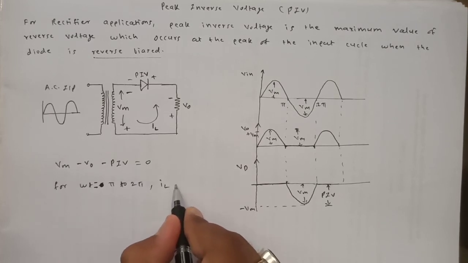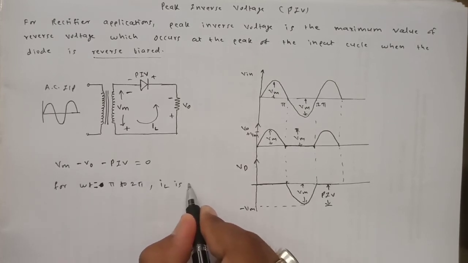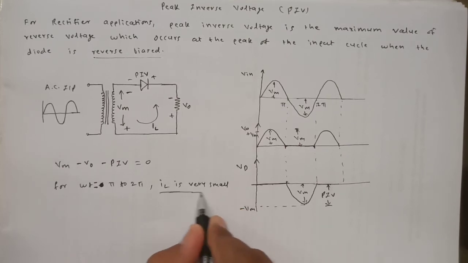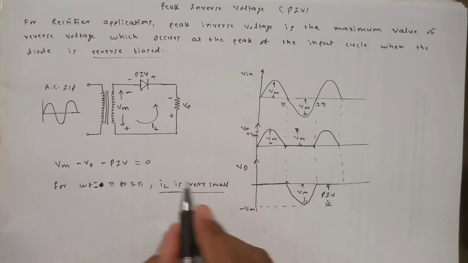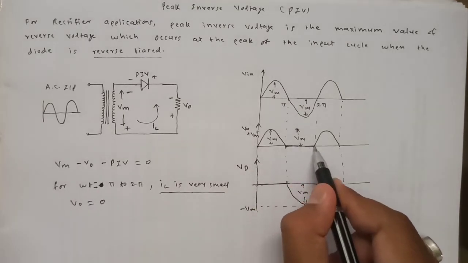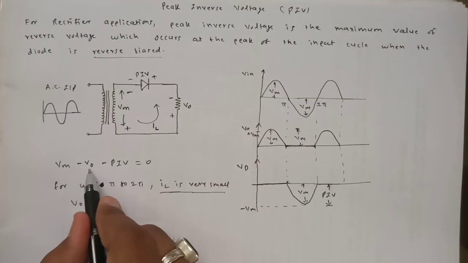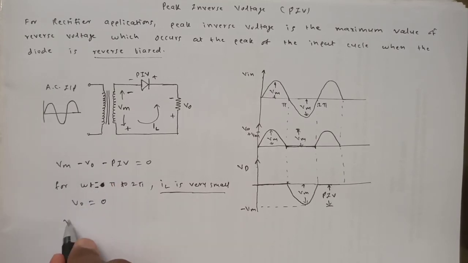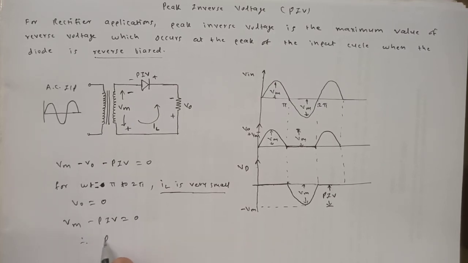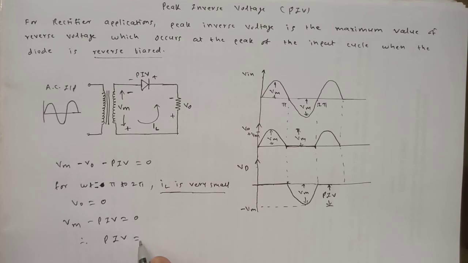The value of leakage current is very small. We studied in the case of the diode also that the value of leakage current is very small, and that's why we have VO nearly equal to 0, and we have shown that here also. So if I put this value to be 0, I get Vm minus PIV equal to 0. Ultimately, PIV, the peak inverse voltage of the diode, is equal to Vm.